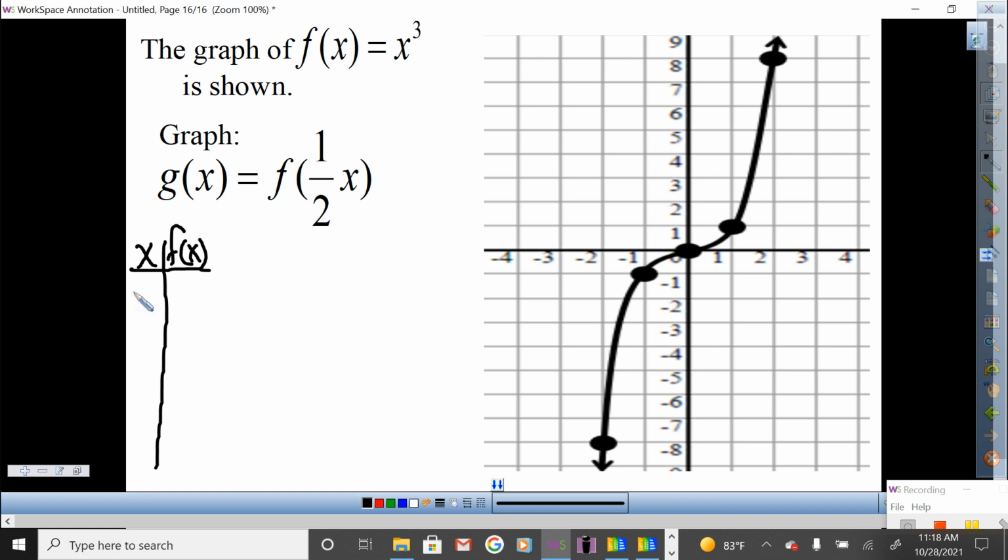Then we got -2. What is the y value? That's -8. How do we get that? -2 times -2 times -2 is -8. Then -1, which is right there. How do we get that value? We take -1 times itself 3 times, that gives us -1. Then 0, 0; 1, 1; and 2, 8. So those are the points given, yes? There they are.